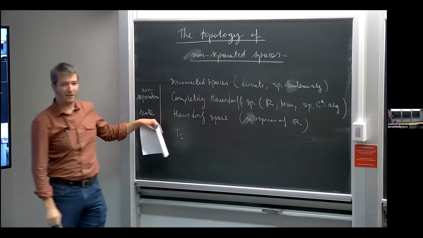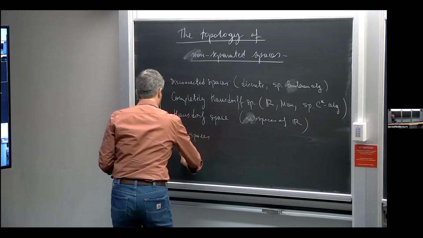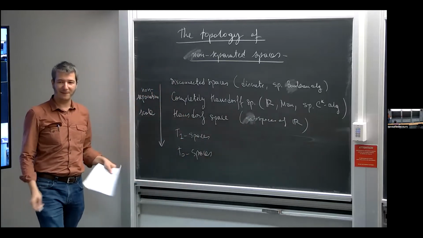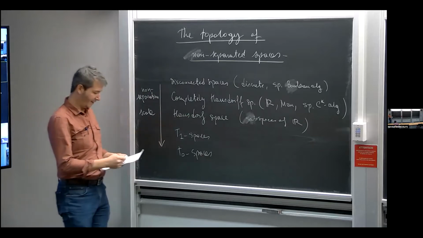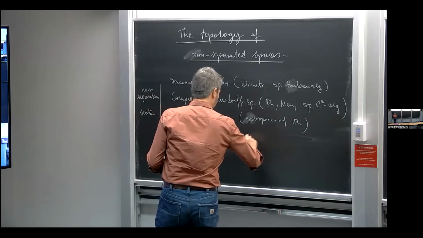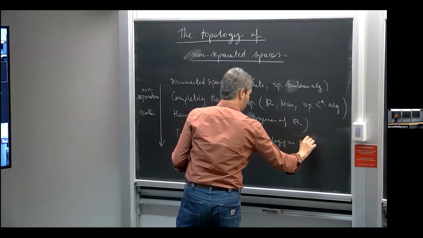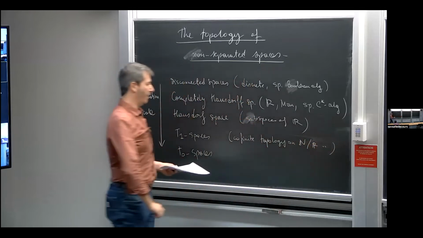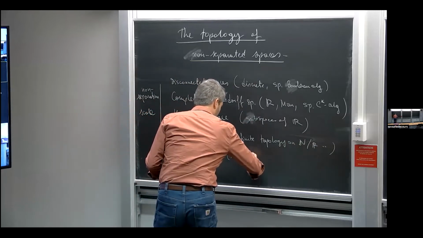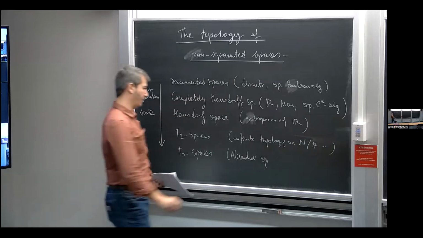And below Hausdorff spaces, we start with the bizarre spaces. So that's the so-called T1 spaces and T0 spaces. Maybe you remember that. I'm going to give the definitions in a minute. So an example of T1 spaces is the cofinite topology on N or R. And T0 spaces, examples include the Alexandrov spaces. I'm going to recall what they are in a minute.